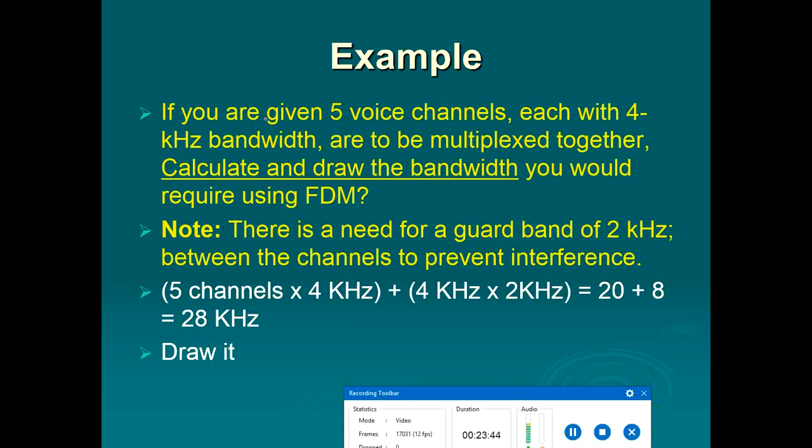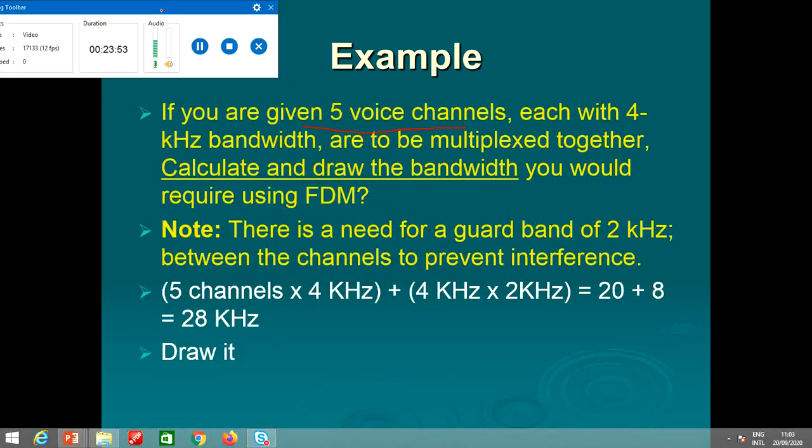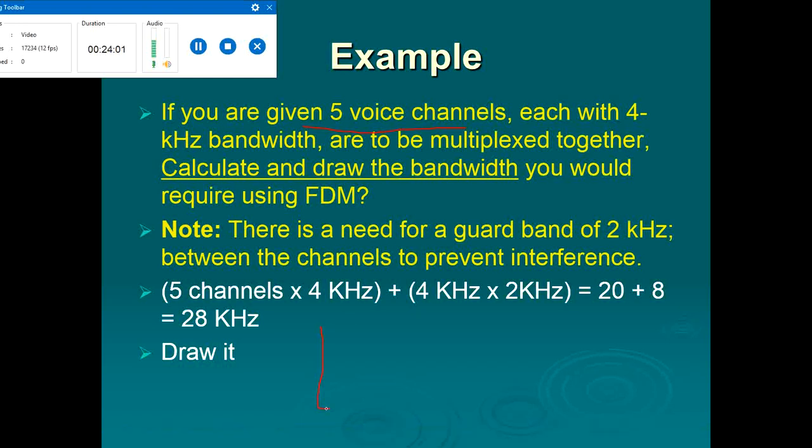So let's have an example over here. For example, you are given 5 voice channels, each with a 4 kilohertz bandwidth. Now let me draw over here. So I have 5 voice channels. This is the first voice channel. This is the second voice channel. This is the third voice channel. This is the fourth voice channel. And this is the fifth voice channel. So I have 5 voice channels, each with a 4 kilohertz bandwidth.